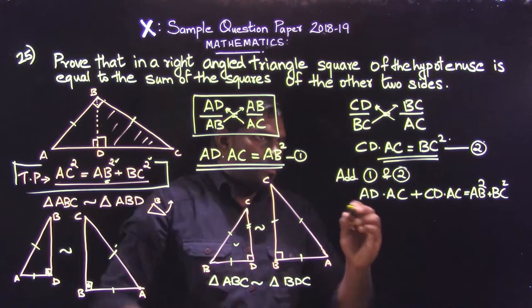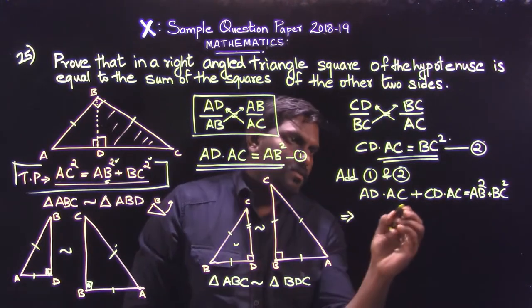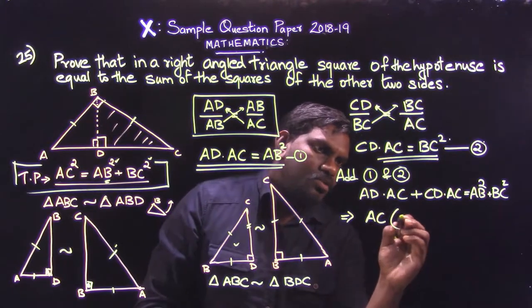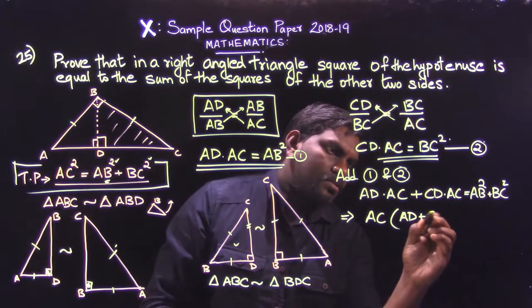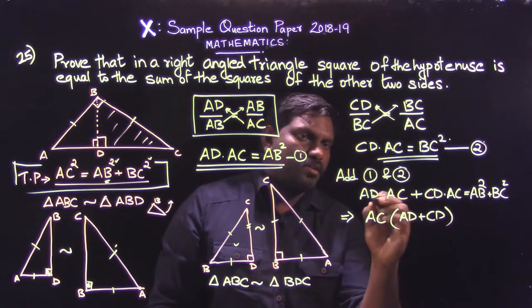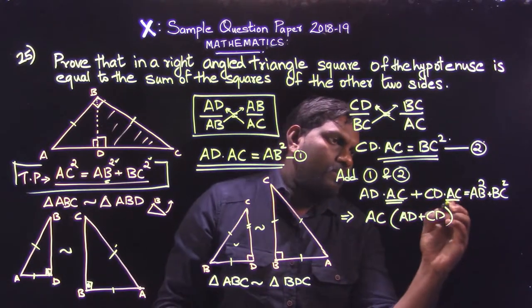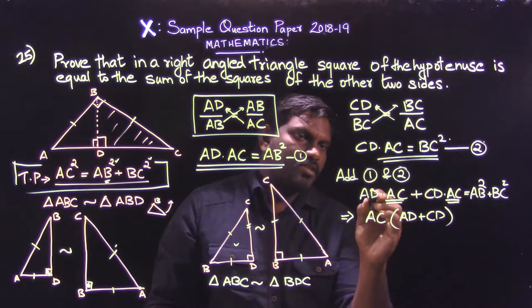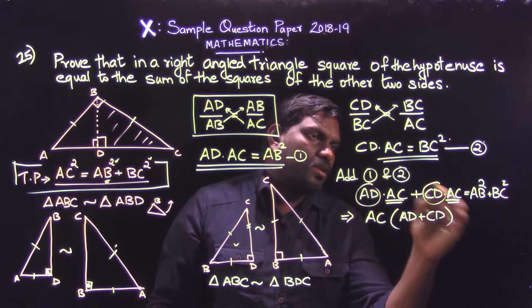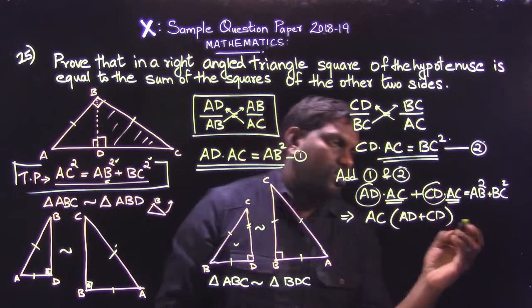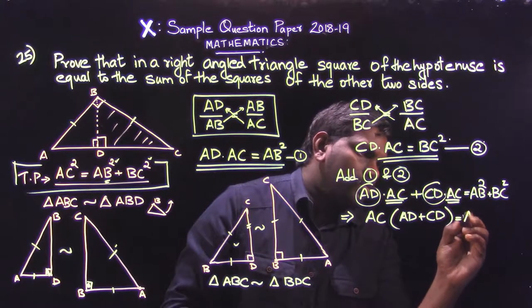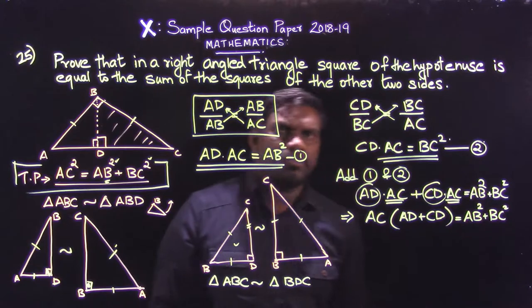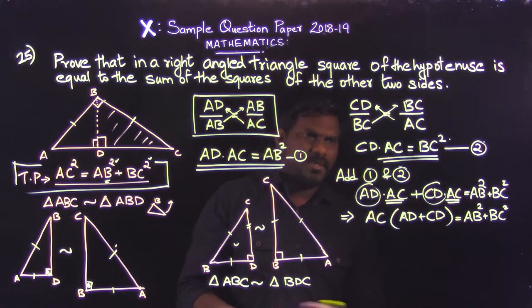There it is. Now, which implies, from here AC is common, so I can take AC outside: AC into AD plus CB. What is common? AC is common in both these terms, so I took that one outside. What is left is AD, and what is left here is CD. So I wrote it inside the bracket, and that is equal to AB square plus BC square. I think it's not too confusing. It's pretty much easy.